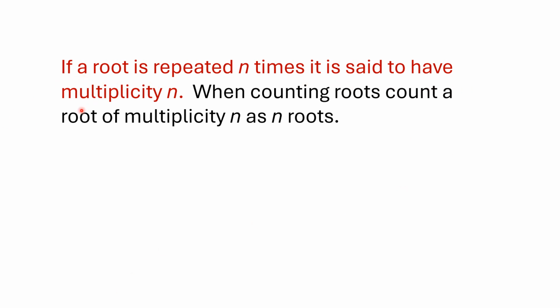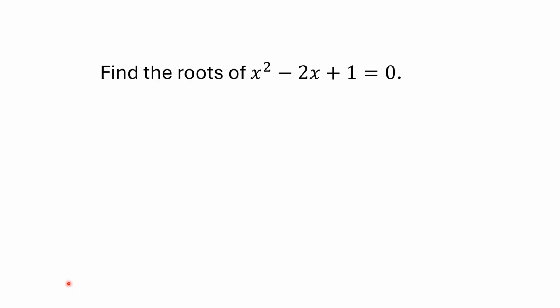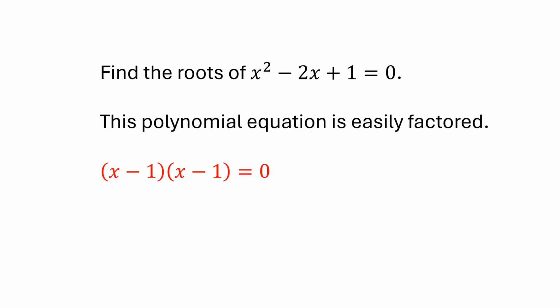If a root is repeated n times, it is said to have multiplicity n. And that would count as n different roots. See what we mean by that? We take something very simple that we can even factor. X squared minus 2x plus 1 equals 0. This is x minus 1 times x minus 1, which gives me x equals 1 with multiplicity 2, because I get it from this factor and I get it from this factor. And that would count as the two roots I need.